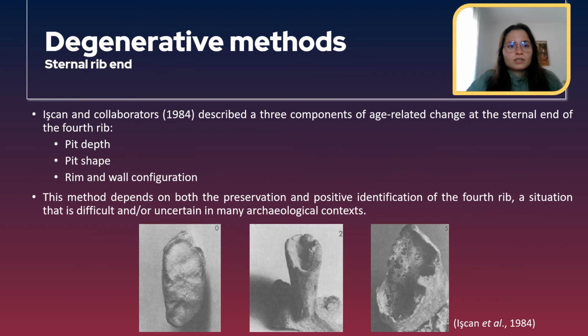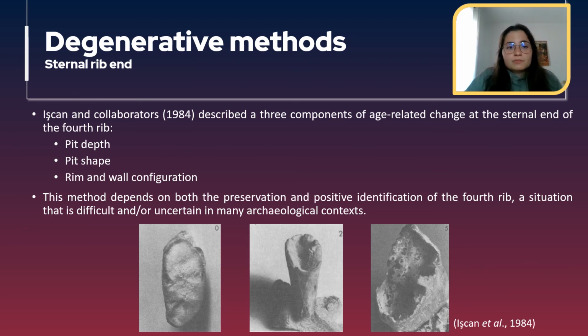giving an age range of 40 to 44 years old. To finish the age at death estimation, I will present you a method that is based on the sternal rib end. I'm not going to explain this method because it isn't used often. Işcan and collaborators in 1984 described the 3 components of age-related change at the sternal end of the 4th rib.